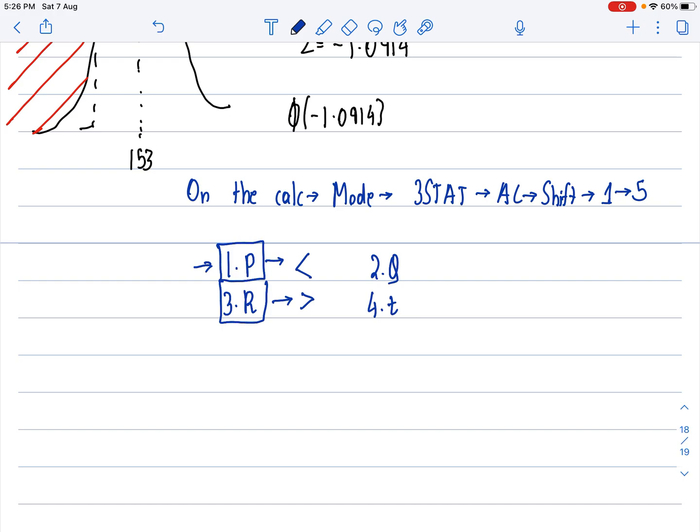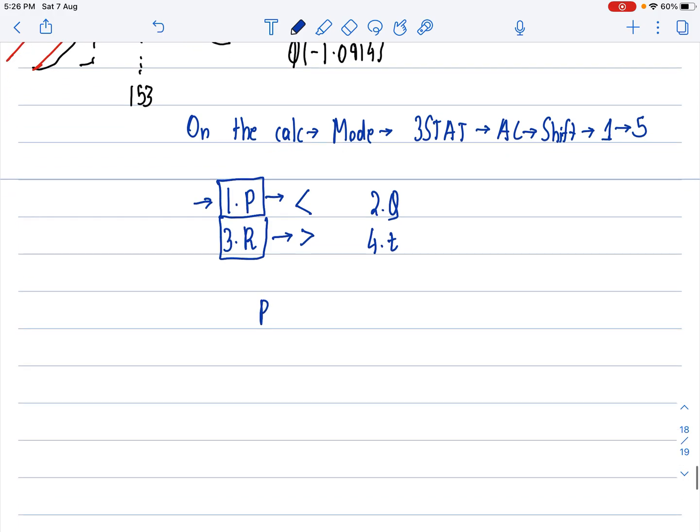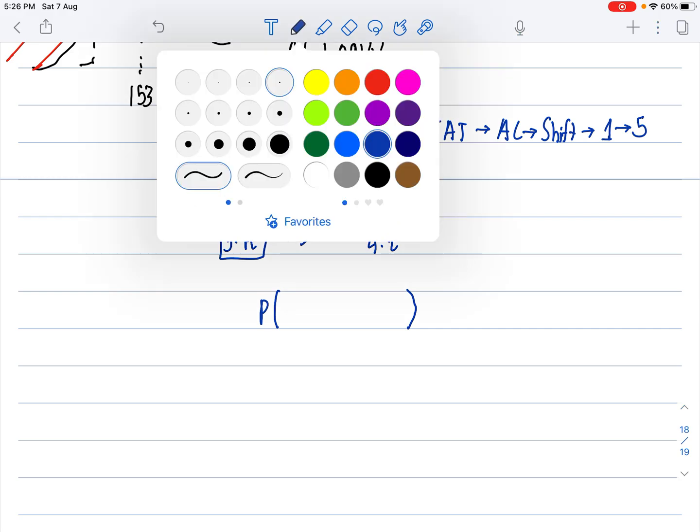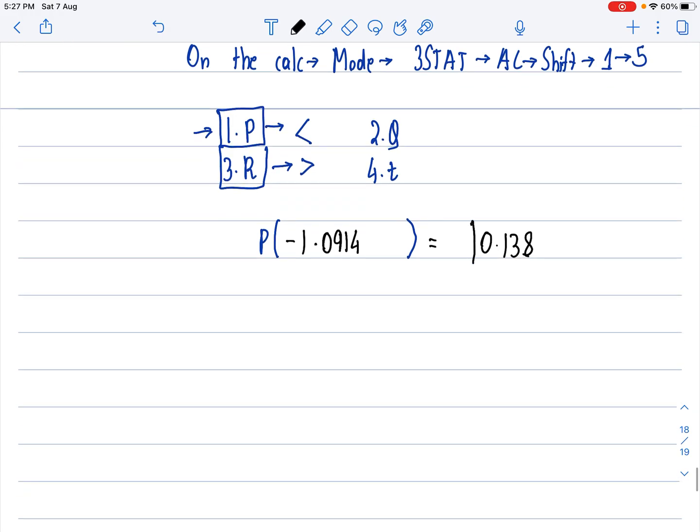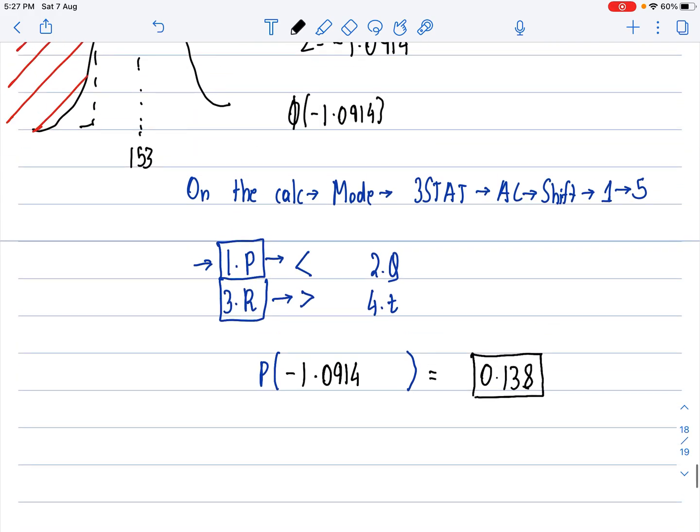Correct? So when you click on option 1, you basically get P with a bracket. In the bracket, you simply put the Z value which you get, which is minus 1.0914. Correct? When you input this and then click on equal to, you get your answer basically as 0.138. So basically your 0.138 is your final answer. Correct? So did you understand this problem?